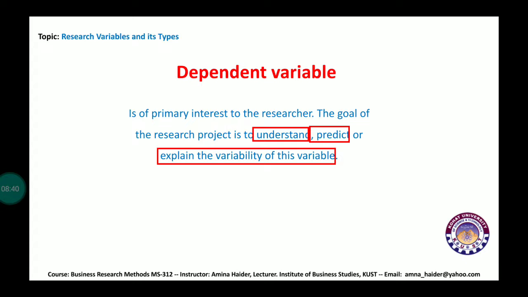Another example is eating ice cream leads to fever in kids. So fever is the dependent variable. It is occurring or happening because of another variable, that is ice cream.